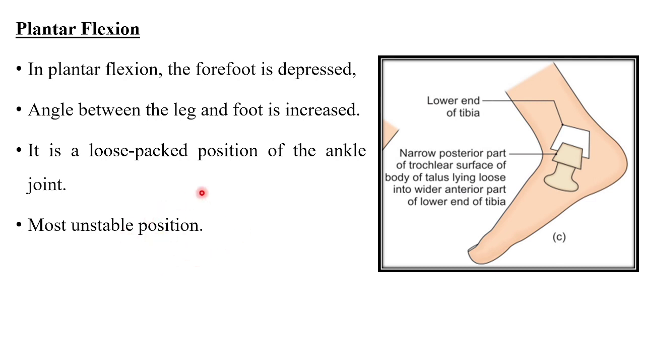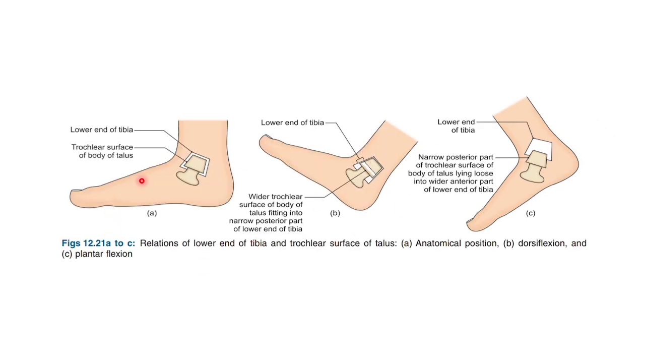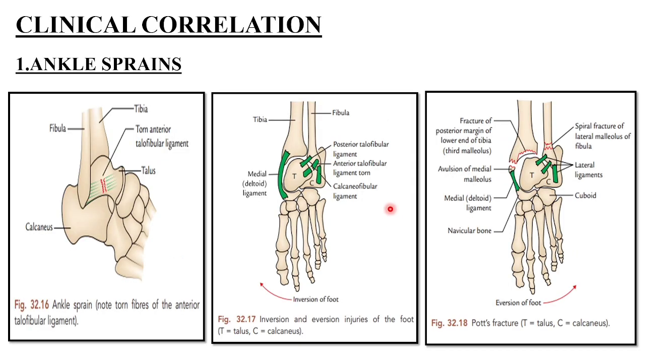So this is all about the motions happening in your ankle joint, that includes your dorsiflexion and plantar flexion. This is the summary of the movement. This is the normal or anatomical position, this is the dorsiflexion movement, and this is the plantar flexion movement. Coming to the clinical correlation, the first correlation is your ankle sprain. So what is ankle sprain? Ankle sprain is the excessive stretching or tearing of the ligaments of your ankle.